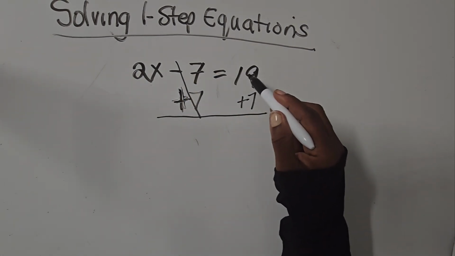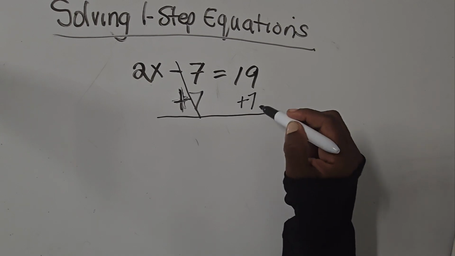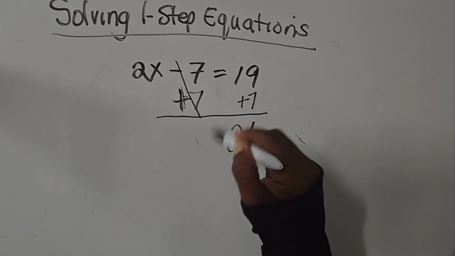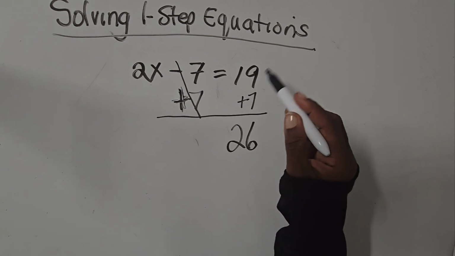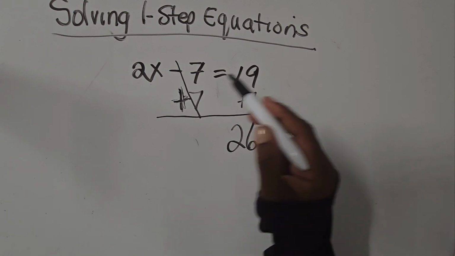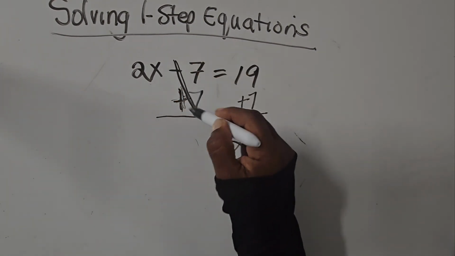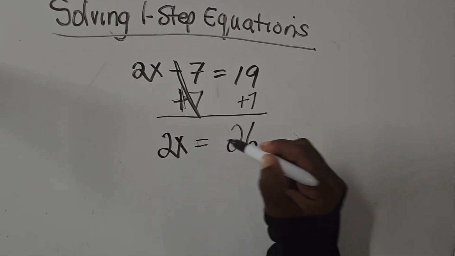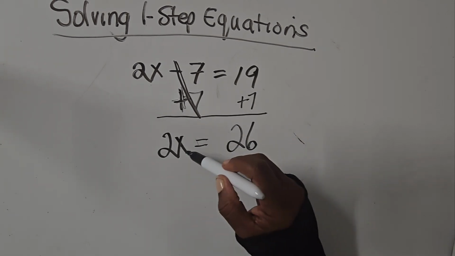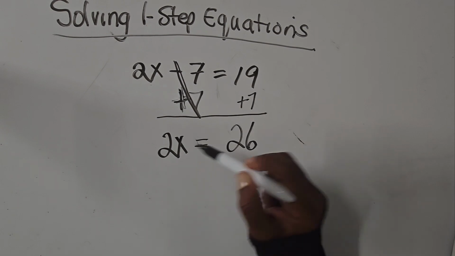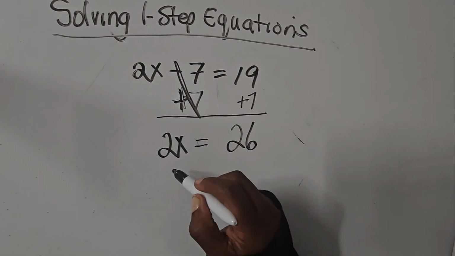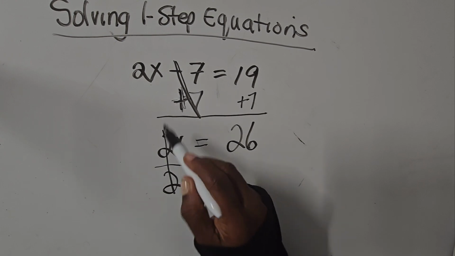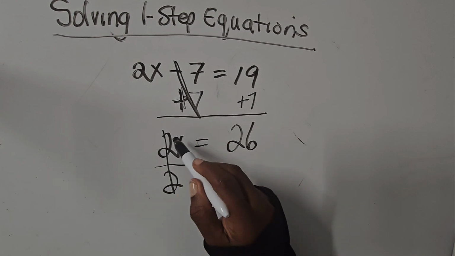So over here I have 19 plus 7 will give you 26. Of course this is a positive 26. The 7 is positive and the 19 was positive. So now that this is gone, we're going to bring the 2x down. So we have 2x equals 26. Now we need to isolate for x, but we can't because there's a 2 next to it. So let's get rid of the 2. Divide the 2 by 2. That gives you 1. So the 2 is gone.